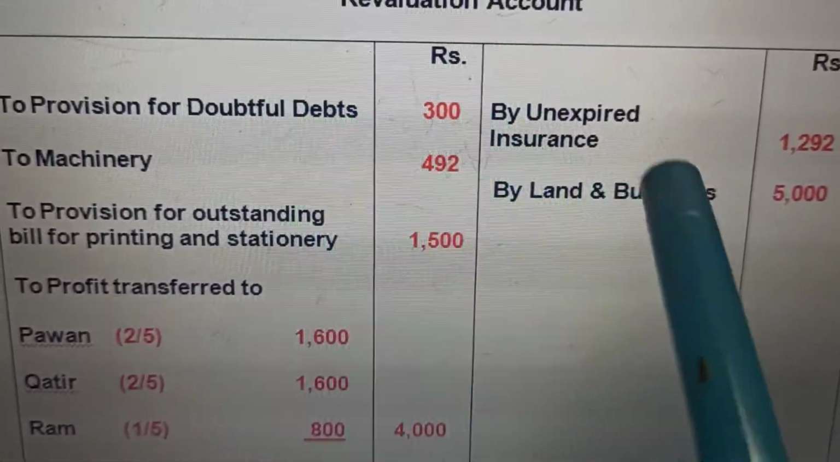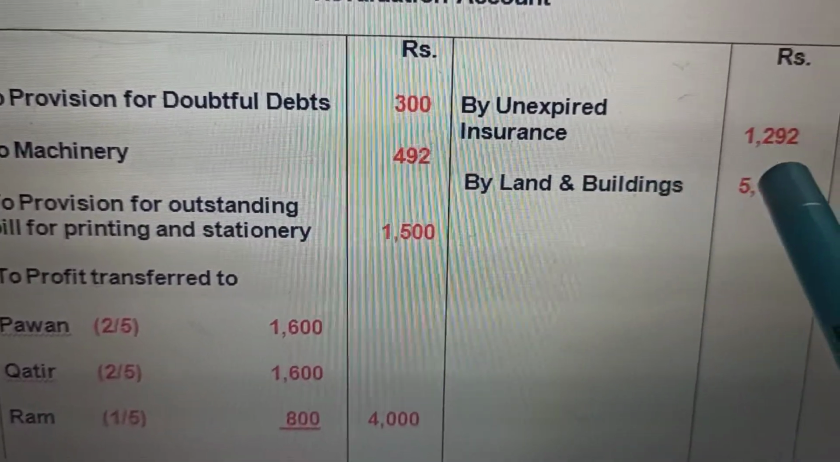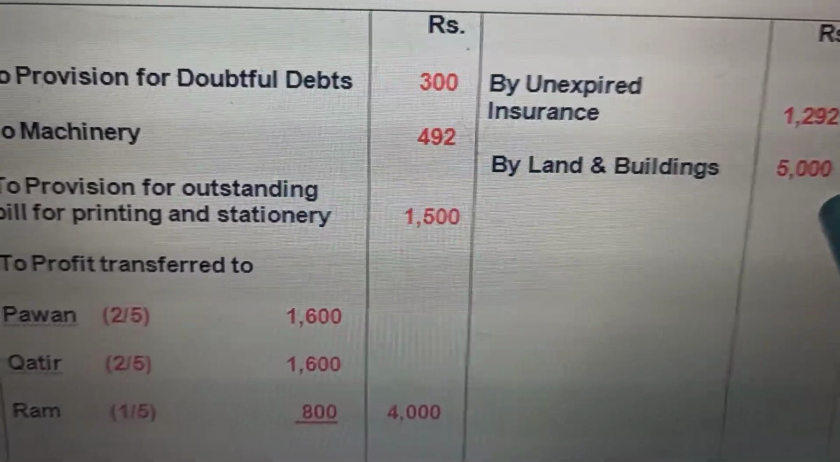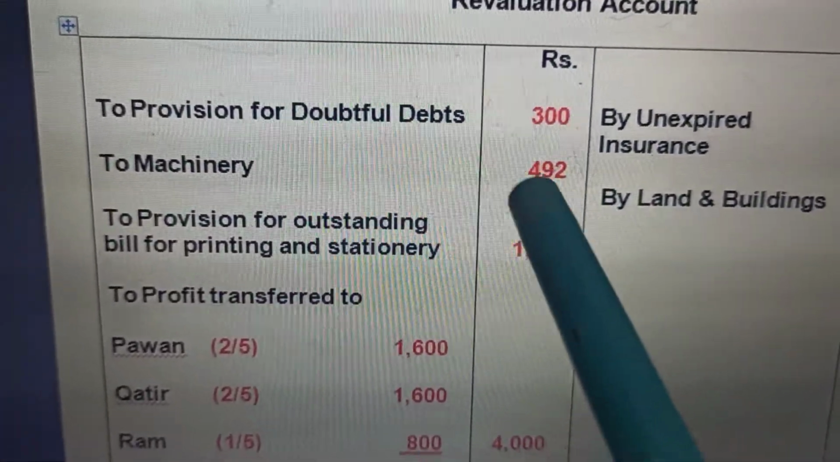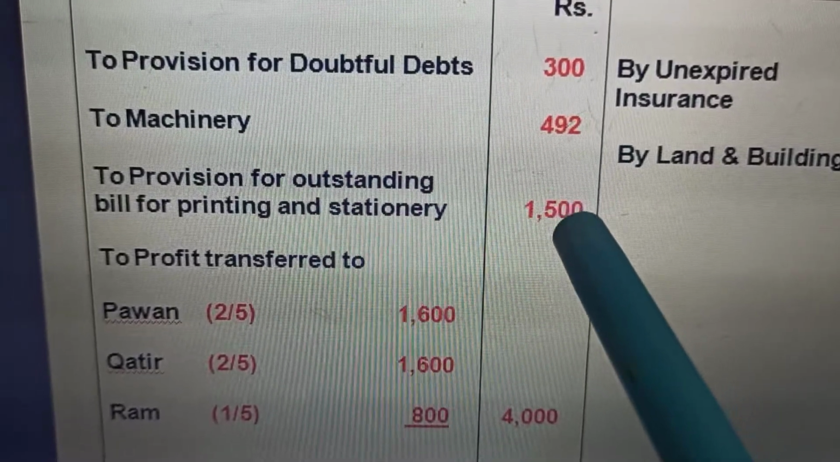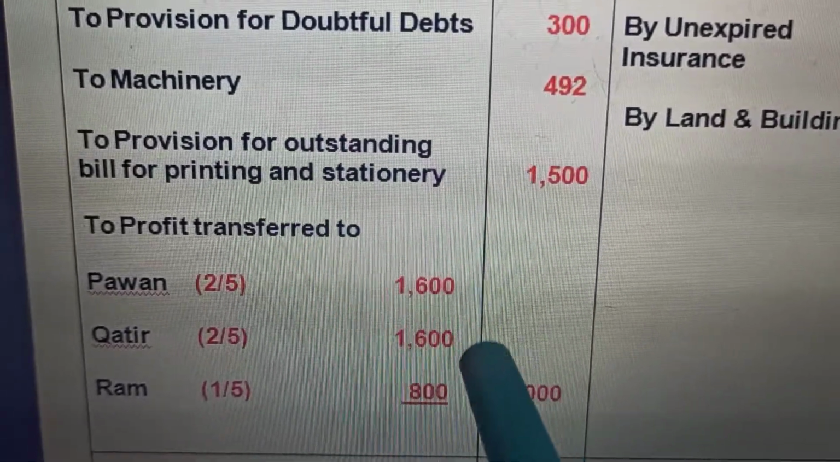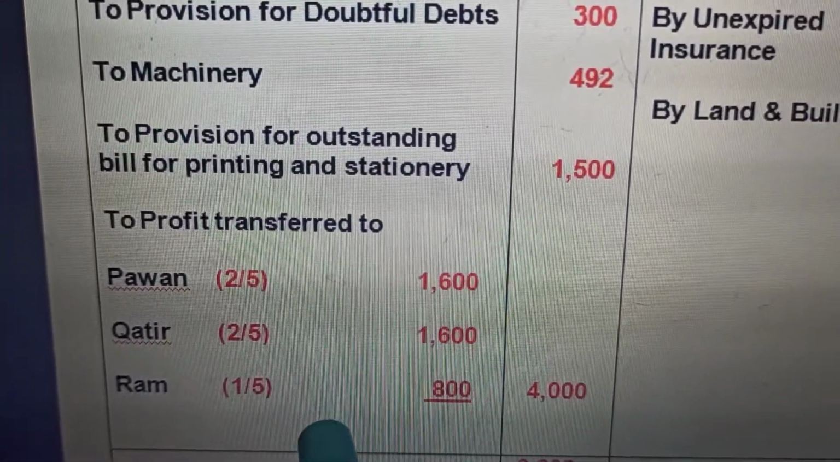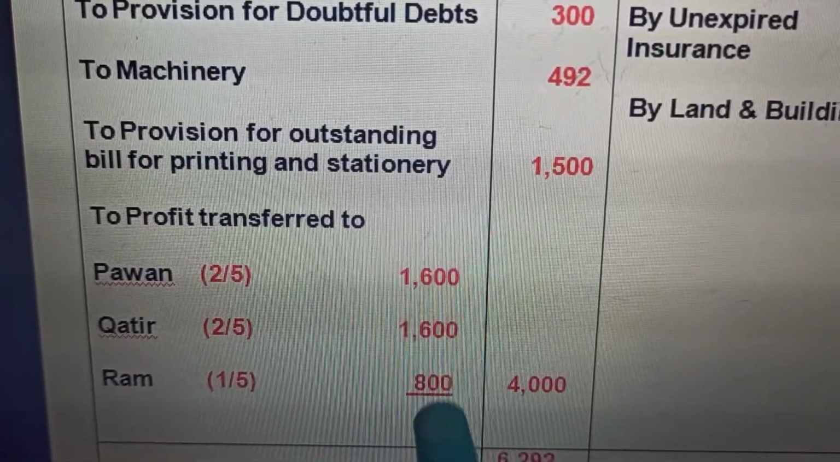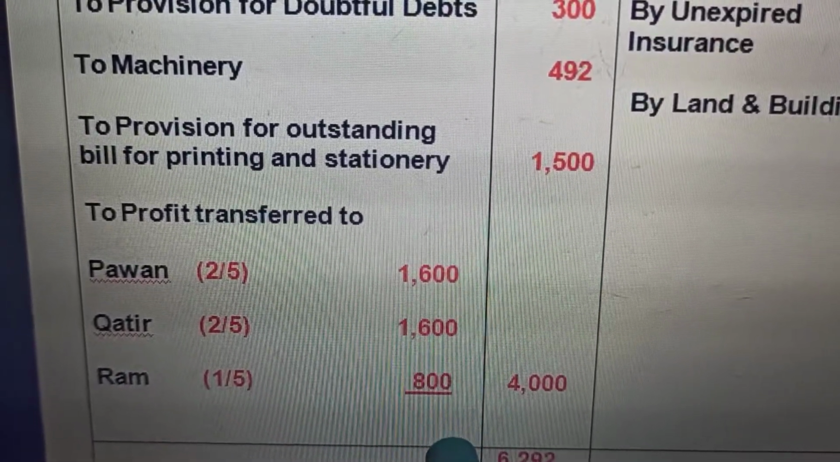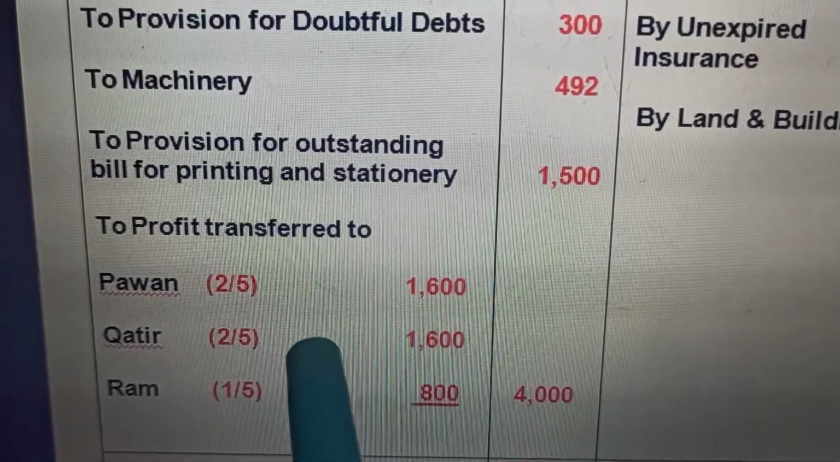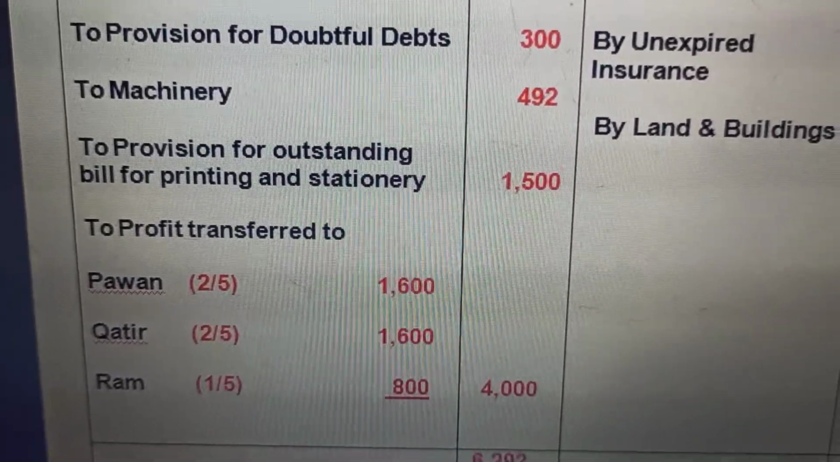The unexpired insurance is this much. Land and building appreciated. Provision created. Machinery brought down. Provision for outstanding bill and stationery. All that, and profit transferred in their old ratio 2:2:1. That is 15,000, that is given there. In the capital ratio it comes to 2:2:1. This much you know.